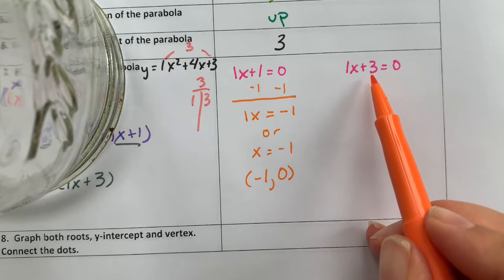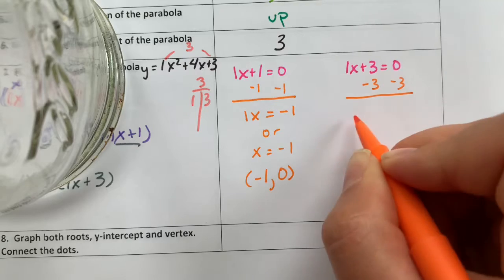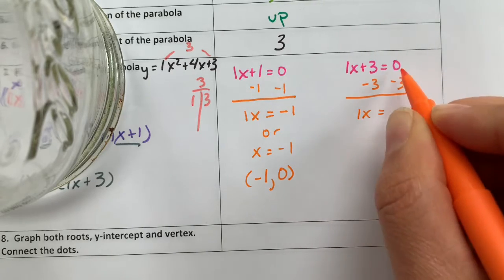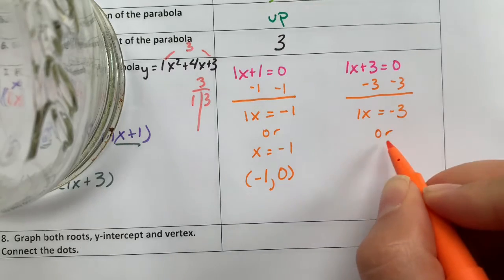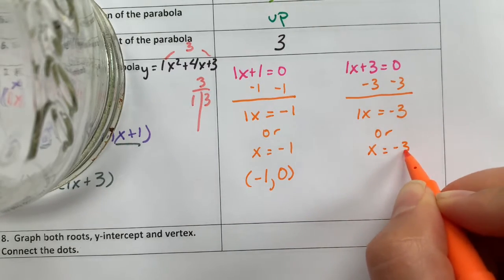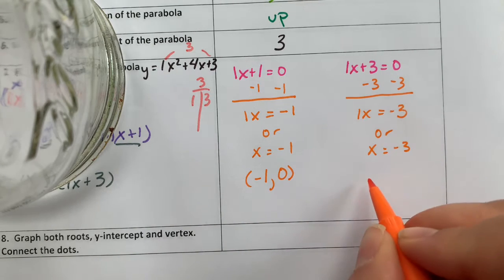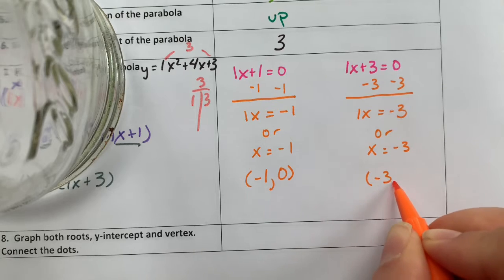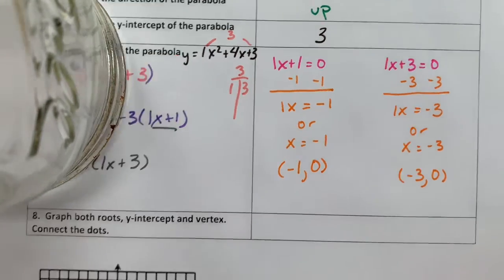Here, we are adding 3, so I have to subtract 3. So I have 1x is equal to 0 minus 3, which is a negative 3. I can write that as x equals negative 3. Remember, this 1 doesn't need to be there. It's an assumed 1. And then I need to write that as something I can plot. So it's going to be negative 3, comma, 0. So now I need to plot these 2 points on my graph.